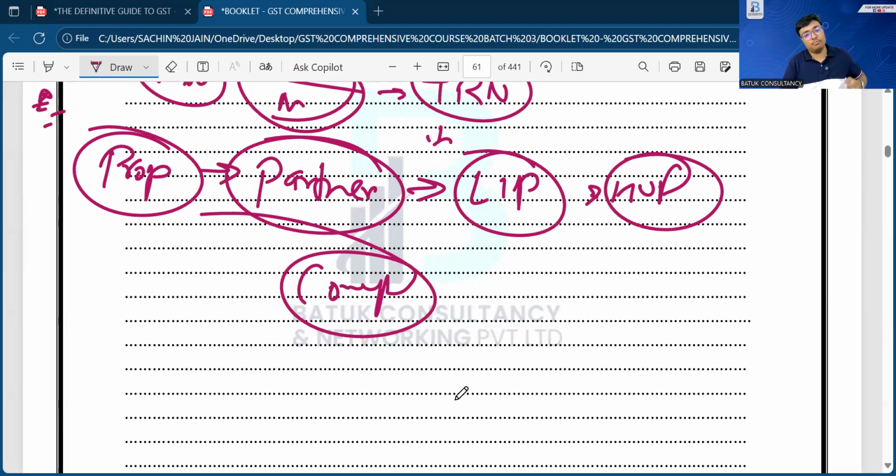Yes, if you are importing certain goods and storing them in a warehouse, in that case you have to show that warehouse as your additional place of business. Otherwise, if the departmental authority finds your goods at that place, the departmental authority may add liability on you.